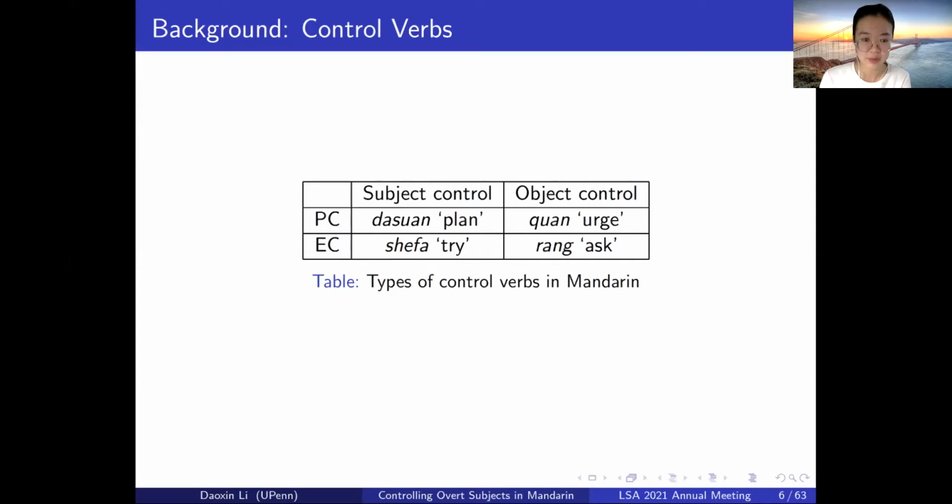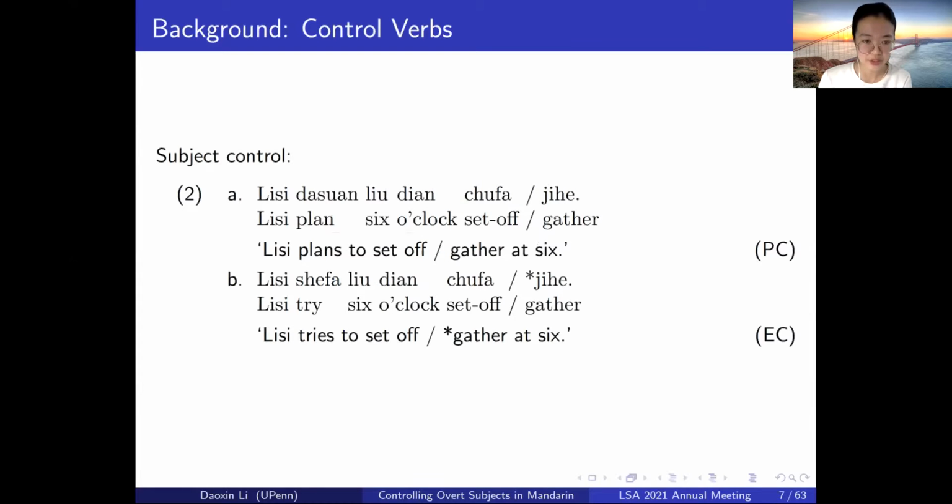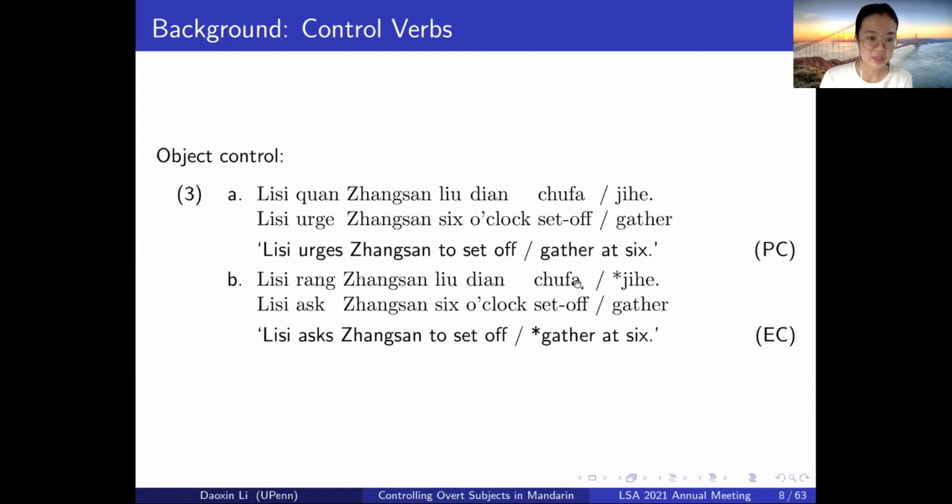So first, as in many other languages, there is a distinction between subject and object control, and also a distinction between partial and exhaustive control in Mandarin. For partial control, the controlee can include more reference than the controller. So when we have a singular controller, we can use a collective embedded word like 'gather', which requires a symmetrically plural subject, but this is not allowed in exhaustive control. And the same is true in object control. An example for partial control would be the word for 'urge', and an example for exhaustive control would be 'ask'.